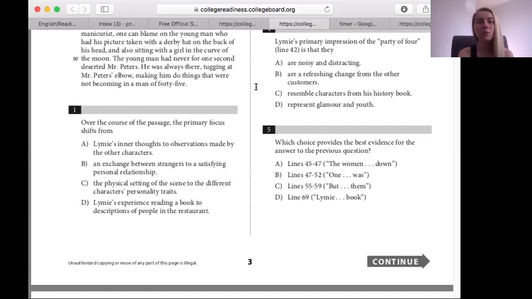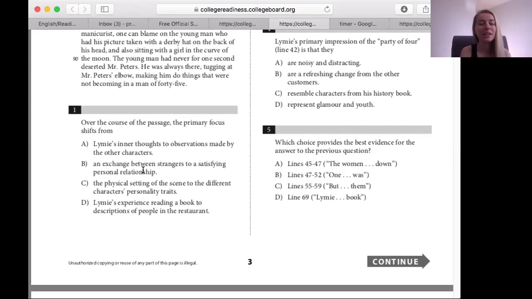He's thinking, oh, I'm reading this book, I'm enjoying this book. Next, he is talking about how he is getting distracted overall. At no point is there an observation made by other characters. At no point does another person come in and we start learning about their actual inner thoughts and thought process. So A is going to be out.